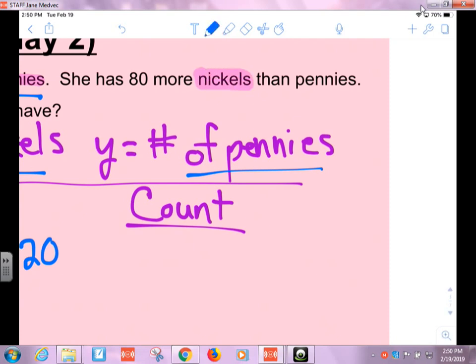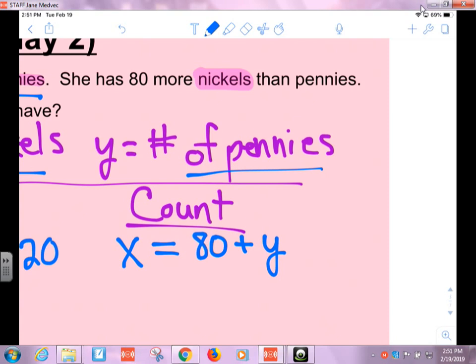So nickels is what she has more of. Because she has more of the nickels, I'm going to go X equals. If it was more pennies, it would be Y equals. So whatever she has more of, that's the variable you put first. So notice it's nickels, which is your X, and it's 80 more than, which means addition. So what I'm going to do is go X equals 80 plus, which is more than, and then my pennies, which is Y.